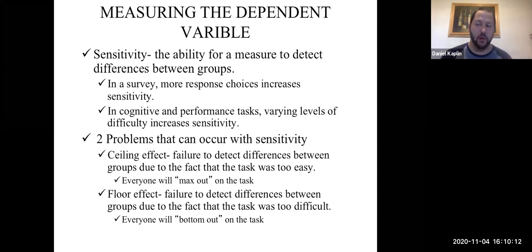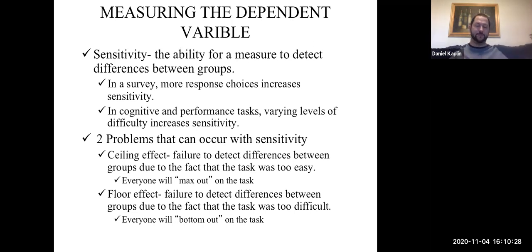So if you look at tests, you want tests where there are people getting A's, B's, C's, D's, and F's, and the center of the distribution should be C's, right? And then it spreads out. That would be a very good sensitive measure.